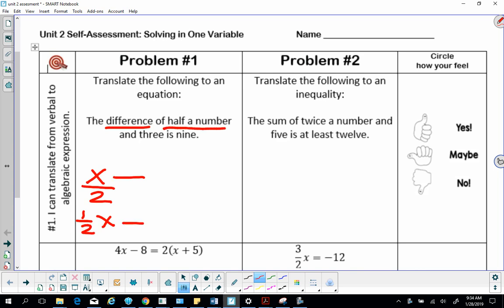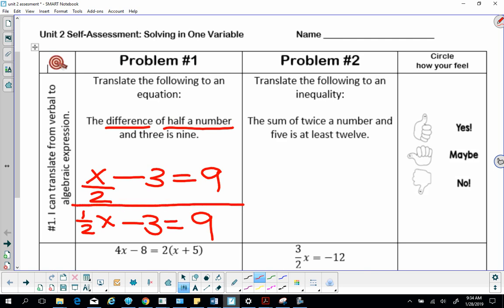Half of a number and 3, so I just write it in order, equals 9. So either way that you want to write it is fine, but that's what your answer should look like. So self-assess yourself, see if you got that. And then make sure you know how to solve it.